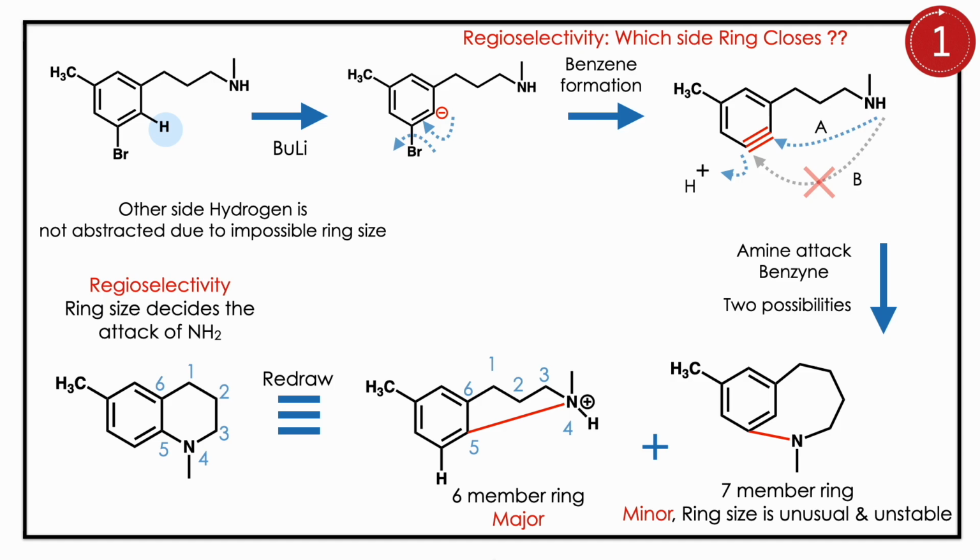So benzyne can be attacked in two ways, A type and B type. A type attack leads to a 7-member ring. B type attack leads to a 6-member ring. But a 6-member ring is more stable than a 7-member ring, which gives the regioselectivity here. The concept you have to learn here is that ring closure is always achieved with regioselectivity toward less ring strain.